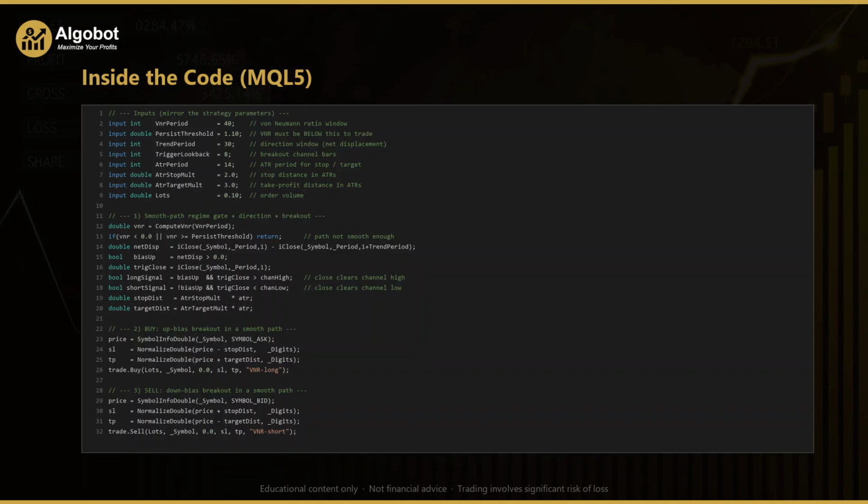When that happens, the code reads the ask price, sets the stop loss 2 ATRs below it and the take profit 3 ATRs above it, and calls trade.buy with the tag VnR long. The sell condition is the mirror image. It's true when the bias is down and the close breaks below the channel low. The code reads the bid price, places the stop 2 ATRs above and the take profit 3 ATRs below, and calls trade.sell with the tag VnR short. Notice how both sides use the exact same ATR-based distances, just flipped in direction.